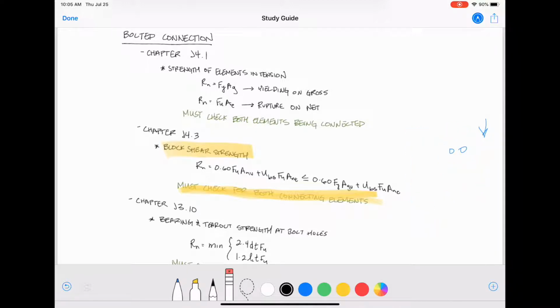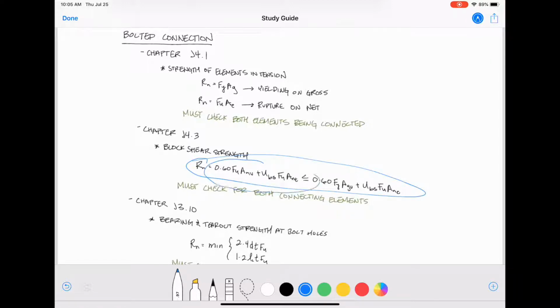And again, that's found in chapter J4.3, and you use this equation. So first you're going to check this, and then make sure it's less than this. If it's not less than this, then you use that one.